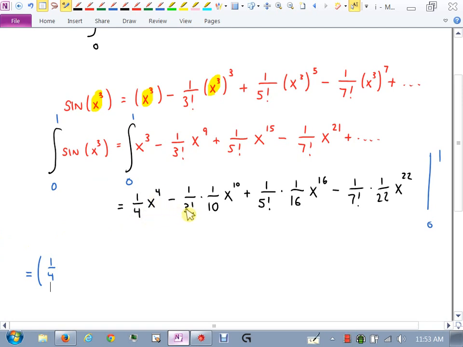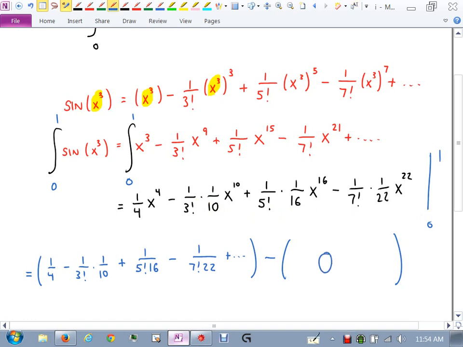So I get 1/4 minus 1 over 3 factorial times 1/10. Do you see all the x's are going to turn to 1s? So I'm just going to be left with the coefficients, right? 1 over 5 factorial times 16 minus 1 over 7 factorial times 22. Yeah? And it would keep going, so I'm just going to go plus dot, dot, dot. I'm going to close that off. Then I come through and I subtract what I get when I plug in 0. So plug 0 into this, and thank goodness for us, that's 0, right? Zeroes everything out.